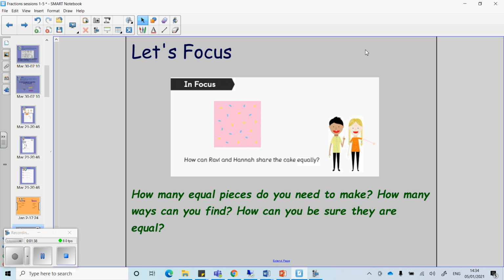There are some questions below. How many equal pieces do you need to make? How many ways can you find? How can you be sure they are equal? Again, you might want to get a square piece of paper to help you with this, just like we did yesterday. If you want to, pause the video and go and collect one.